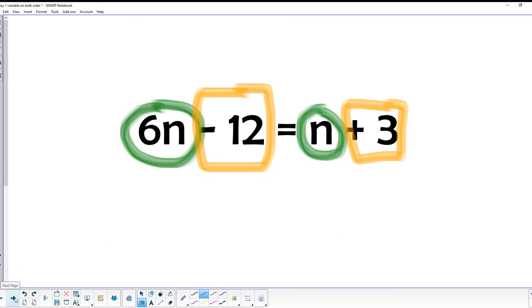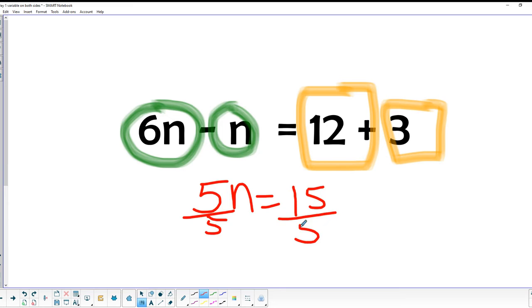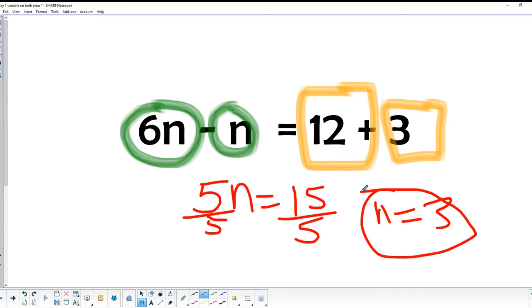So we're going to move the variables to the left and numbers to the right, and we will get 6n minus 1n on the left side and 12 plus 3 on the right side. So 6n minus 1n is 5n on the left side, and that equals 15 on the right side. When we divide both sides by 5, we end up with n equals 3. So these are not looking too bad, I don't think. Hope you're starting to see how to do it.